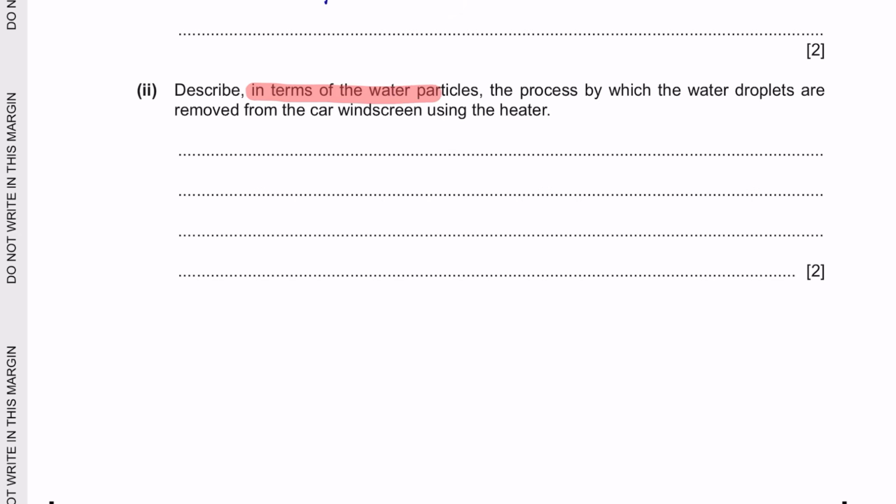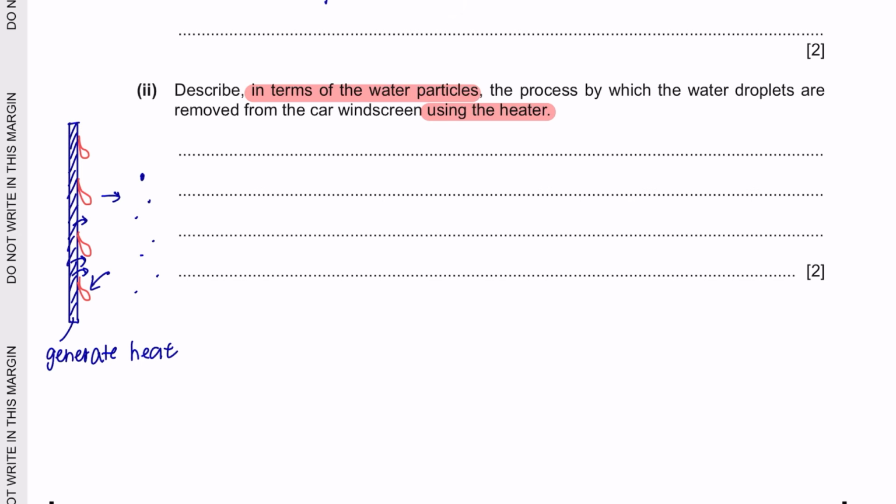Describe, in terms of the water particles, the process by which the water droplets are removed from the car windscreen using the heater. So this is your windscreen and the water particles are on the windscreen. Due to the thermal energy radiating on the windscreen, it will transfer the heat to the surface of the windscreen, which causes the water particles to absorb this heat energy, and as they absorb heat energy, they will have a higher amount of kinetic energy, causing them to escape from the surface. And this process here is evaporation.